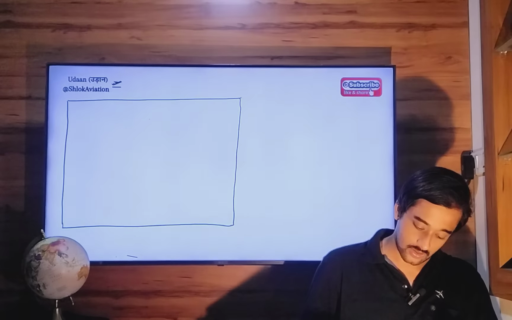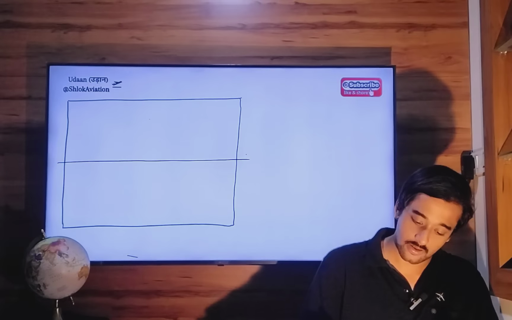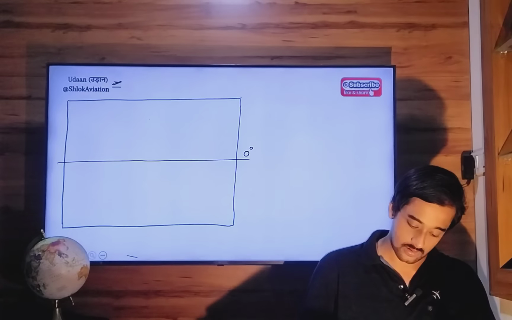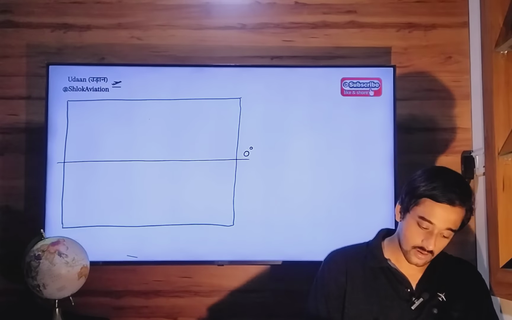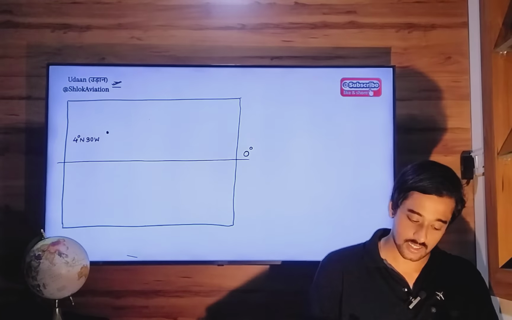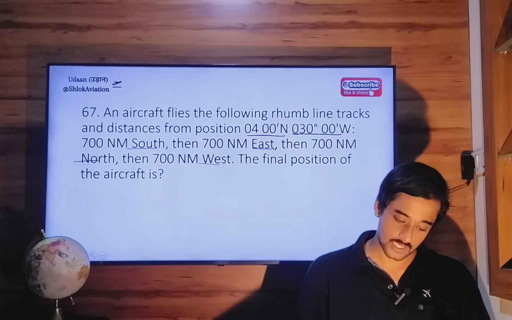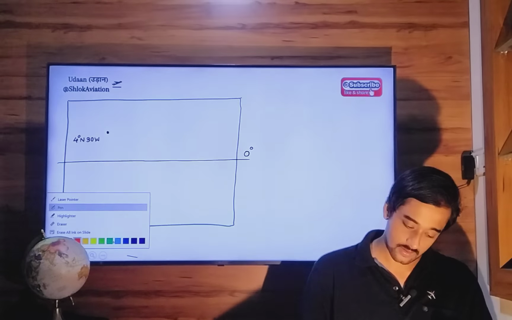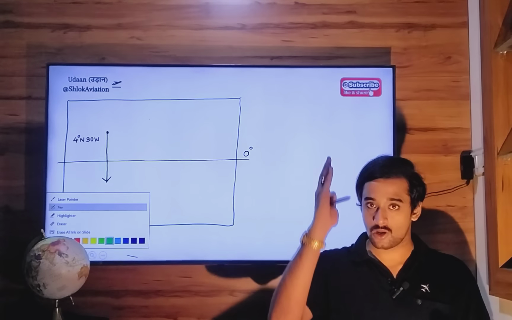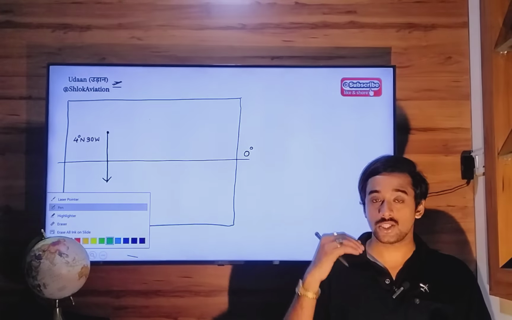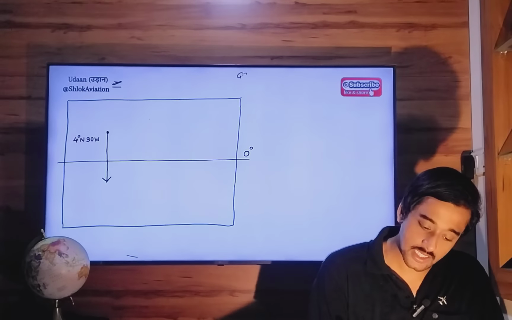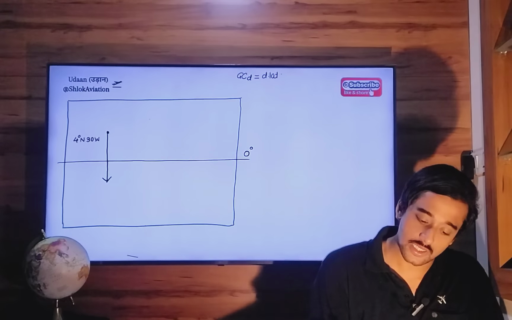Okay, so this is your equator, let's say. Your current position is 4 degree north, 30 degree west. You are flying 700 nautical miles south. So when you fly along a fixed longitude and you change from one latitude to another latitude, you are flying a great circle track. So great circle distance equals d lat into 60.